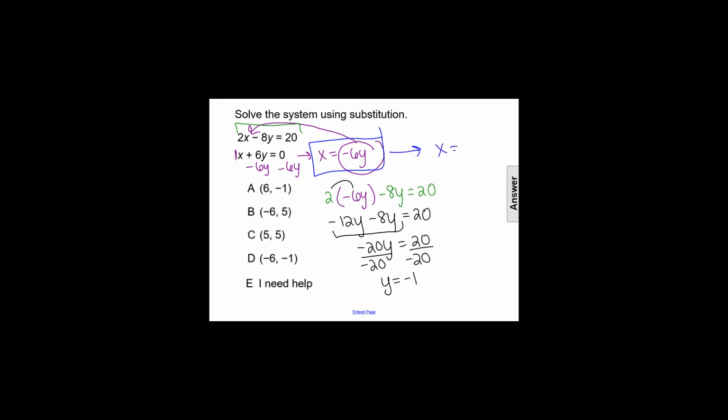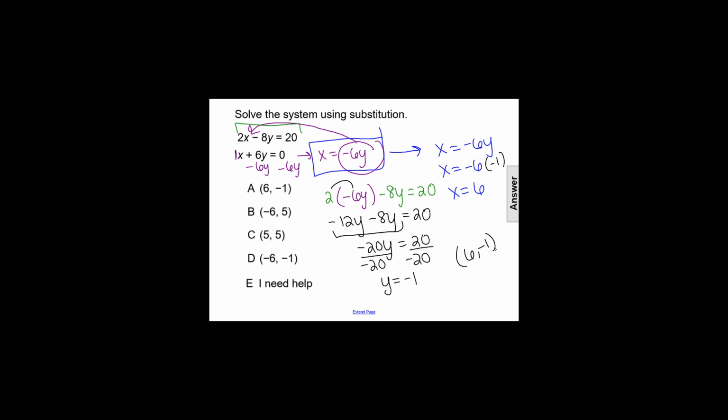Let's use x equals negative 6y, but now we know that it's negative 6 times our value of negative 1. So we're going to find that x equals a positive 6, negative 6 times negative 1. So combining the two values, our answer is the ordered pair x comma y. So our answer would be 6, negative 1.